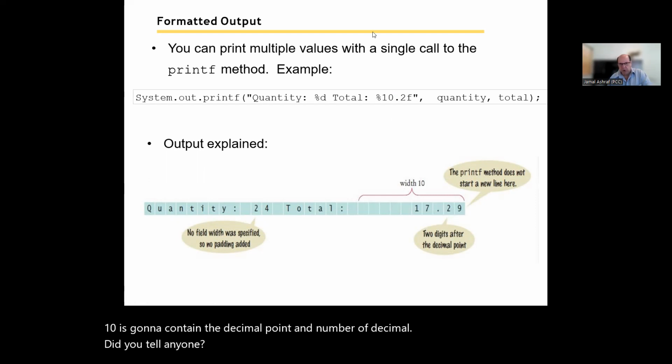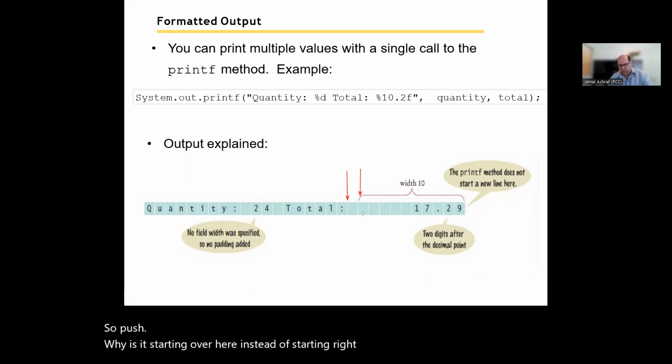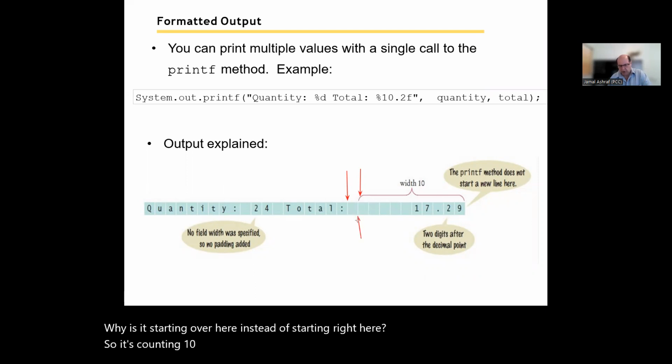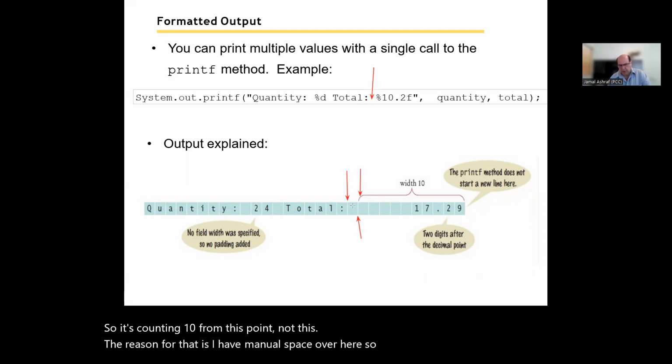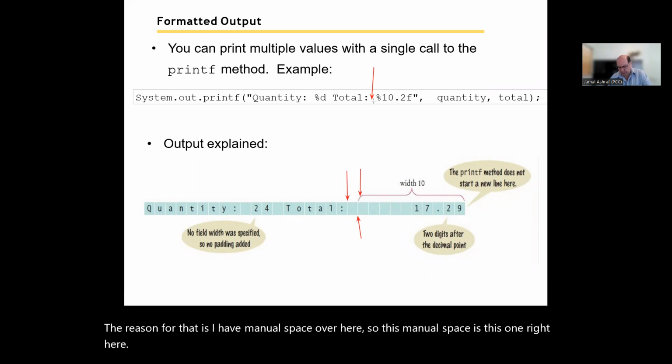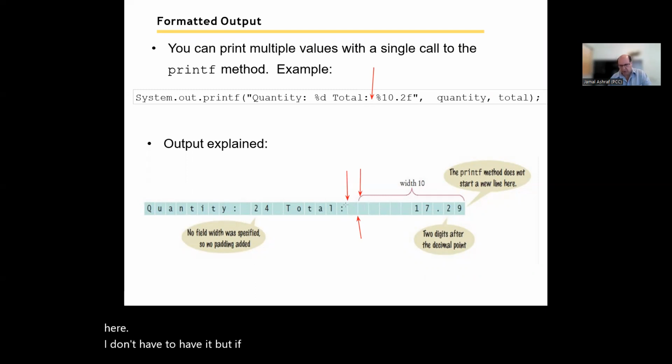So, question. Why is it starting over here instead of starting right here? So it's counting 10 from this point, not this point. The reason for that is I have a manual space over here. So this manual space is this one right here. I don't have to have it, but if I have it, it's going to show up over here.